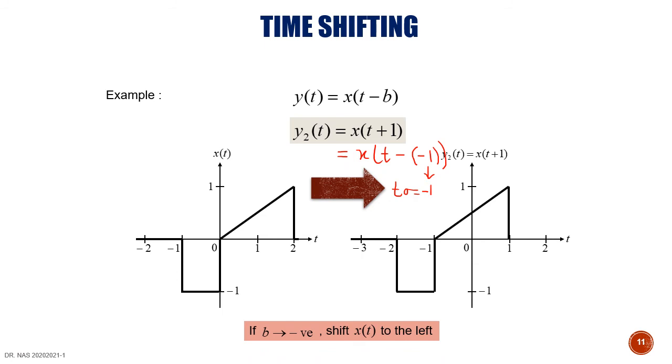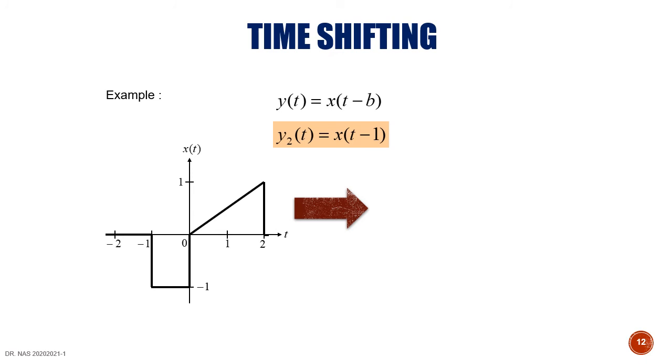Okay, so you can see that the amplitude of 1 which is supposed to be at 2 is shifted to the left by 1. So 1 shifted to 0, and the 0 point now shifted to the left by 1, so it becomes negative 1, and so on.